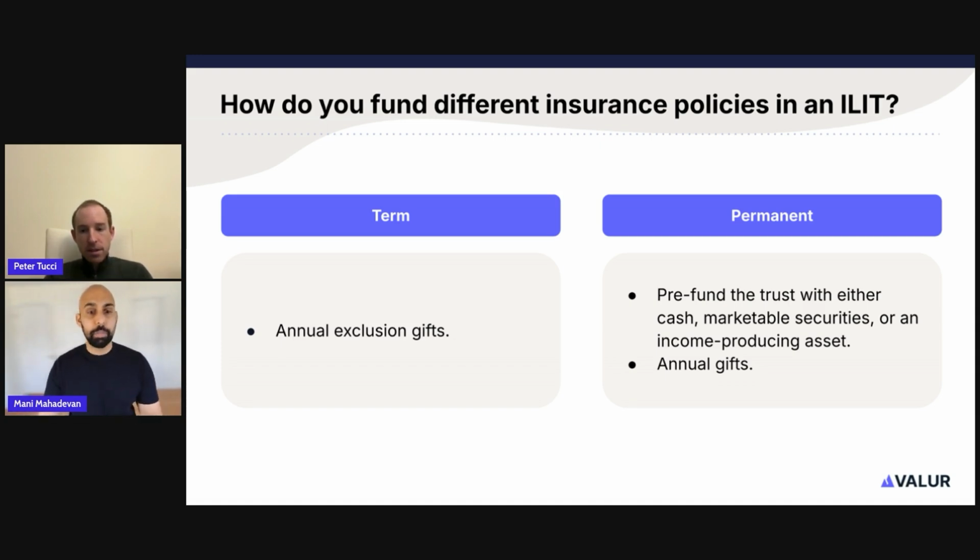And you can potentially build up enough to fund a permanent policy, but that's dependent on having a lot of beneficiaries and a spouse to make those numbers work. But in most cases, you can fund a term policy with these annual exclusion gifts and protect your lifetime gift exemption. With a permanent policy, it'll often take pre-funding the trust with larger assets, but there are times where you can make those annual exclusion gifts work, as we're mentioning there.